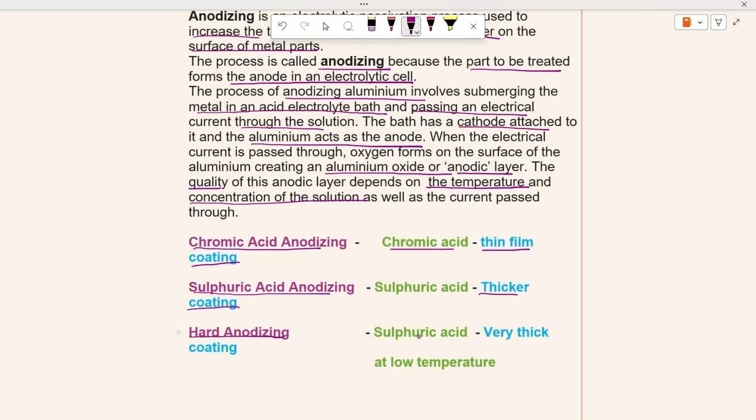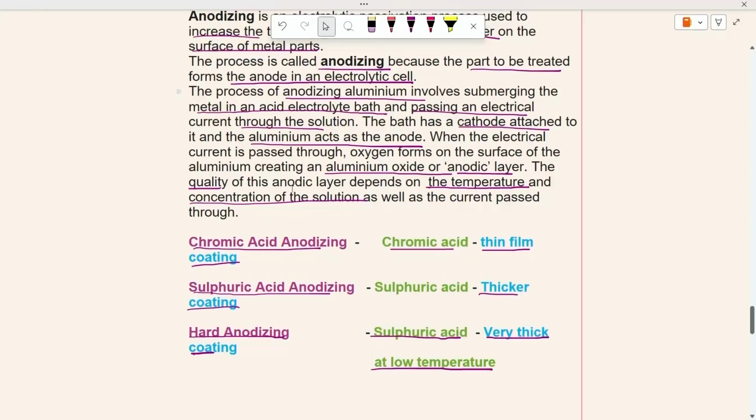Now, there is another one. You have seen the hard anodized cookers and utensils nowadays, it is very common; that is hard anodizing. In hard anodizing, we use sulfuric acid itself, but it forms a very thick coating provided the process occurs at a low temperature. At low temperature, the anodizing process occurs slowly, and we have a very thick hard anodized coating on the metal, and that is what is more safe and gives protection to the aluminum as well as the aluminum alloys.